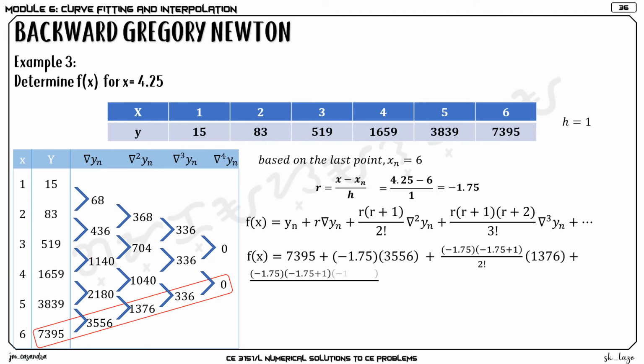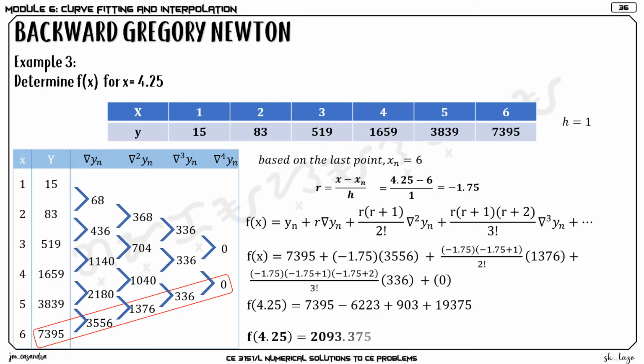We have now function of x is equal to 7395 plus negative 1.75 times 3556 plus negative 1.75 times the quantity negative 1.75 plus 1 all over 2 factorial times 1,376 plus negative 1.75 times the quantity negative 1.75 plus 1 times negative 1.75 plus 2 all over 3 factorial times 336 plus 0. Simplifying this, we have the function of x equal to 4.25 is equal to 7395 minus 6223 plus 903 plus 18.375, or that's equal to 2093.375.